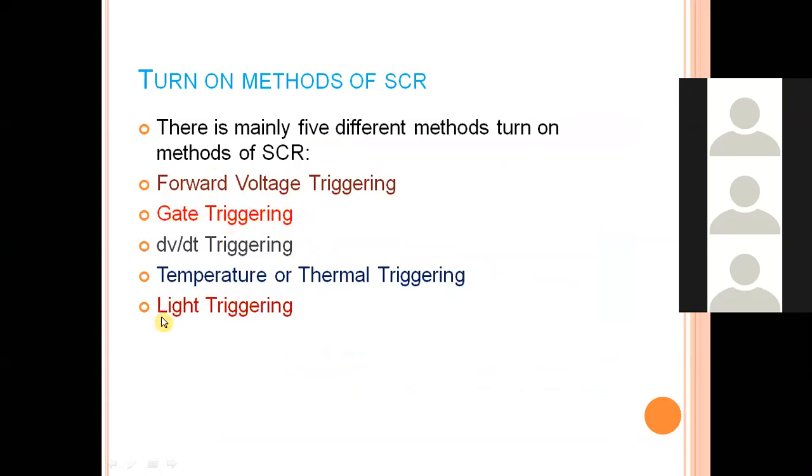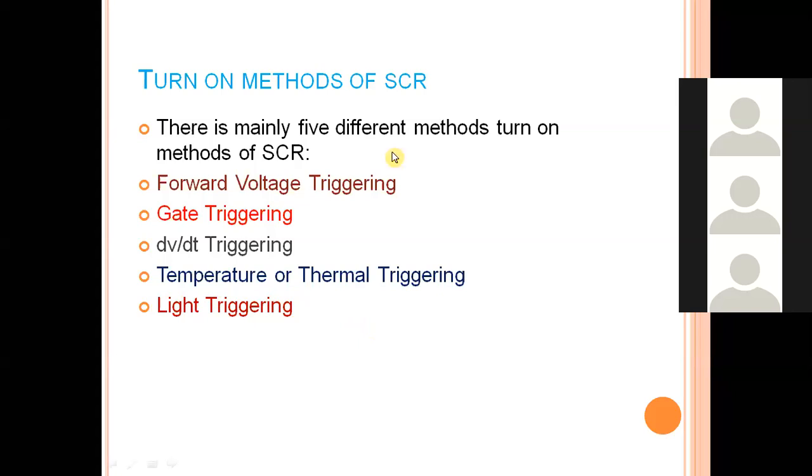The other one is going to be the light triggering. This light triggering may not be applicable for all the power semiconductor devices and SCRs. It is considered for light activated devices, where energy particles like photons are considered. The device is bombarded with the photons, and the device comes to the conduction.